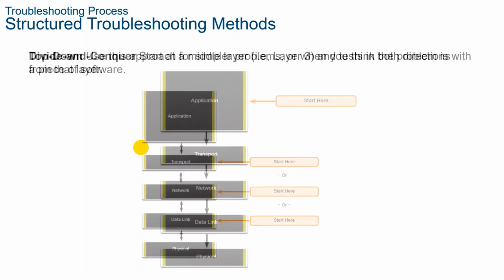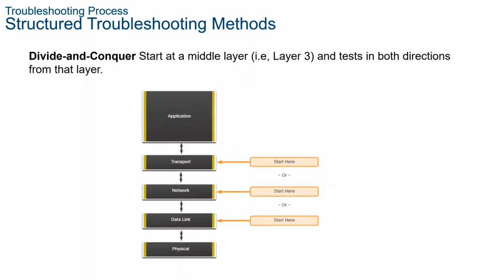All right. So next is divide and conquer. Okay. So the figure shows the divide and conquer approach to troubleshooting a network problem. The network administrator selects a layer and tests in both directions from that layer. For instance, you start with the network layer. So you test the network layer, then the transport layer, and then from the network layer down to the data link layer.